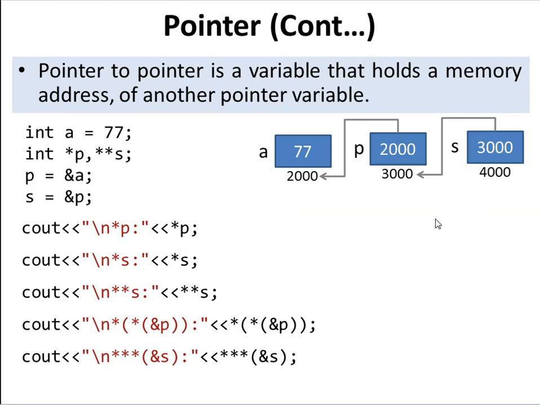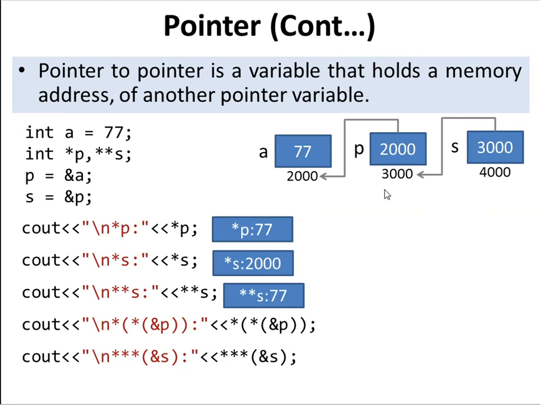Here we are going to see the output of the statement cout star p. When we say star p, the address is 2000. What value does address 2000 contain? Star p means what 2000 contains. 2000 contains 77. Same for star s. Star s means 3000 contains 2000, so it will print the 2000 here.